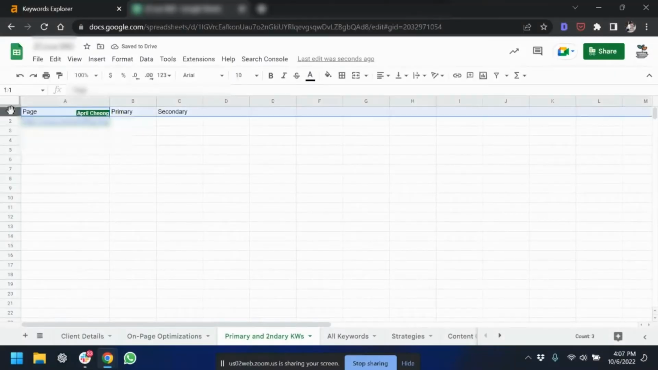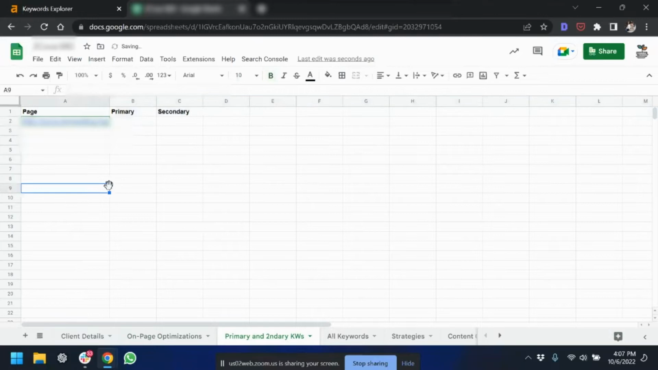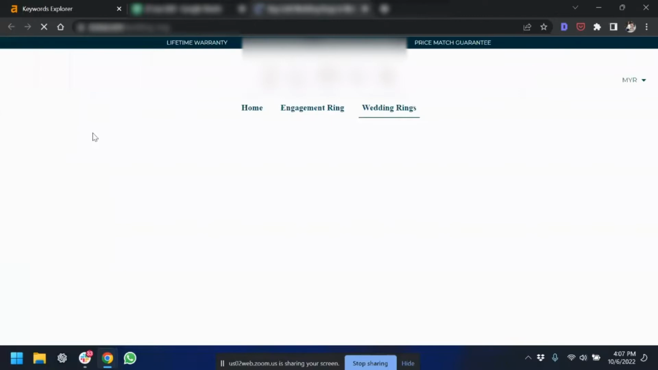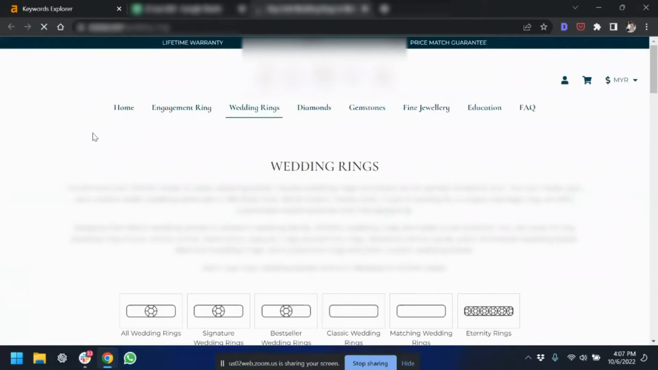So how do you select your primary keyword, your secondary keywords, and so on? How do you actually do your keyword research for each of these? Let's go with the sample here, which is wedding ring. If I go to this page, very important, the first thing before you even start doing your on-page optimization is to try to understand this page.